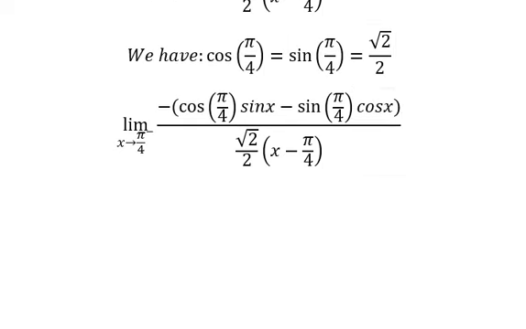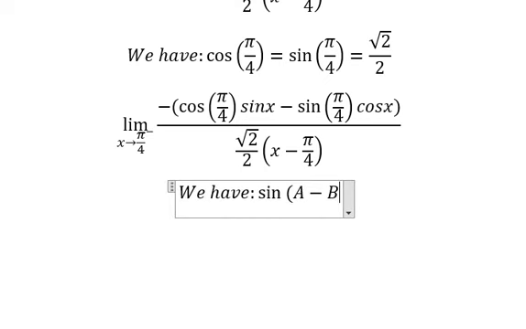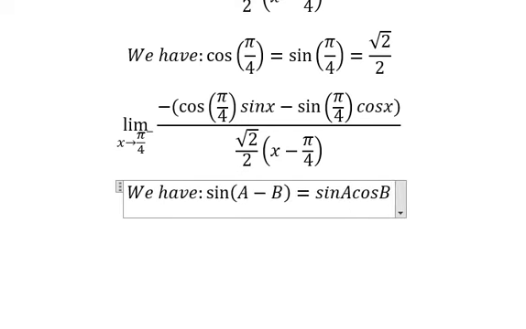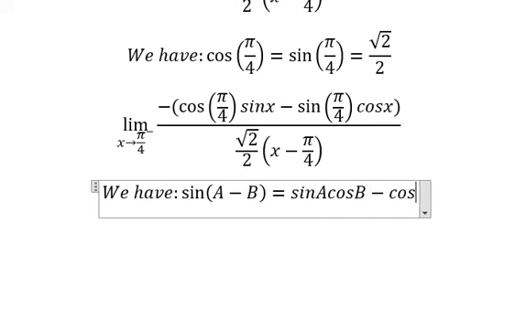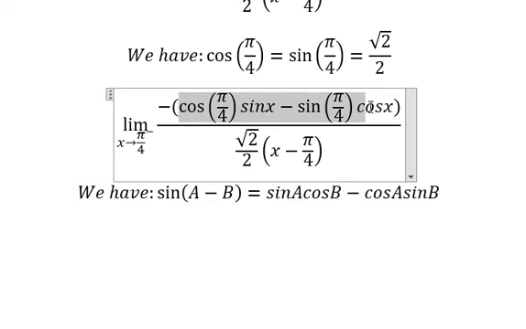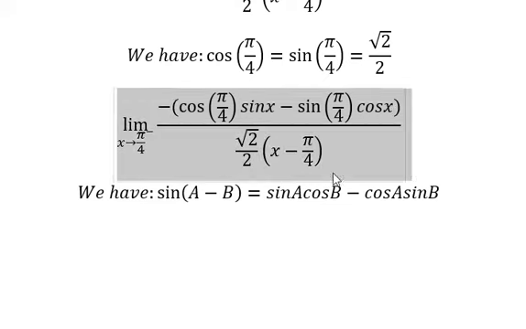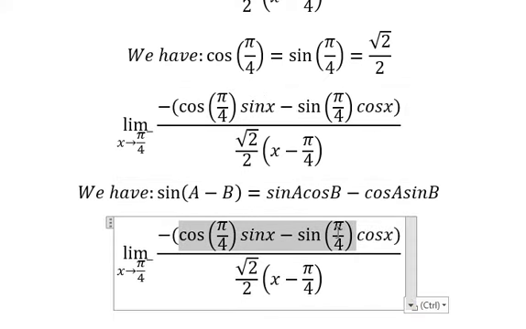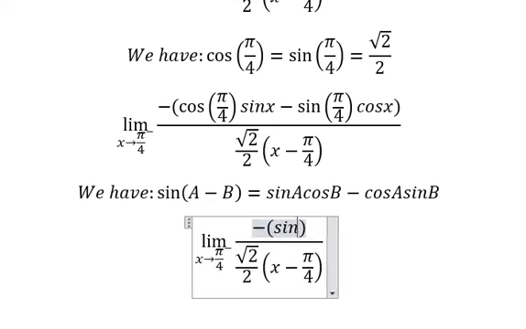Next, we have sin of a minus b equals sin a cosine b minus cosine a sin b. So we apply this formula for this one in here. So we change this one into sin of x minus pi over 4.